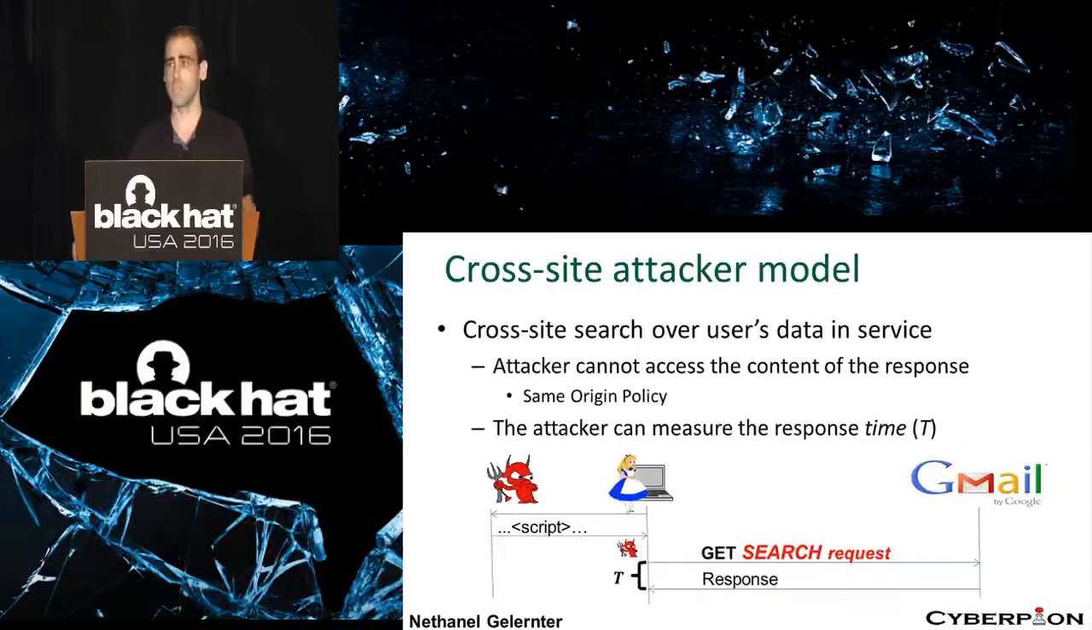In cross-site search attacks, the cross-site requests are actually search requests. So the attacker sends from the attacking page search requests in the name of the victim to Gmail. Although the attacker can send search requests in the name of the victim, the attacker cannot access the content of the responses, and this is due to the same origin policy. However, the attacker can still measure the response time, the time since the request was sent until the response arrives. In cross-site search attacks, the attacker just relies on the response time to extract very sensitive information.